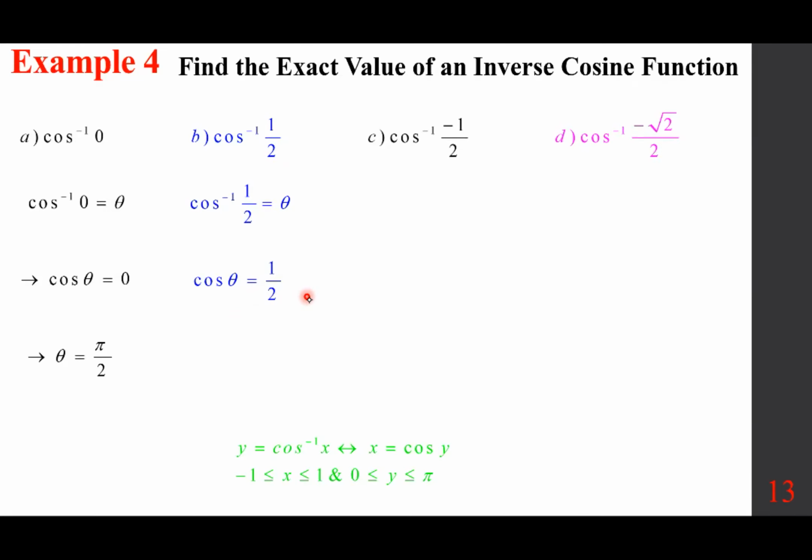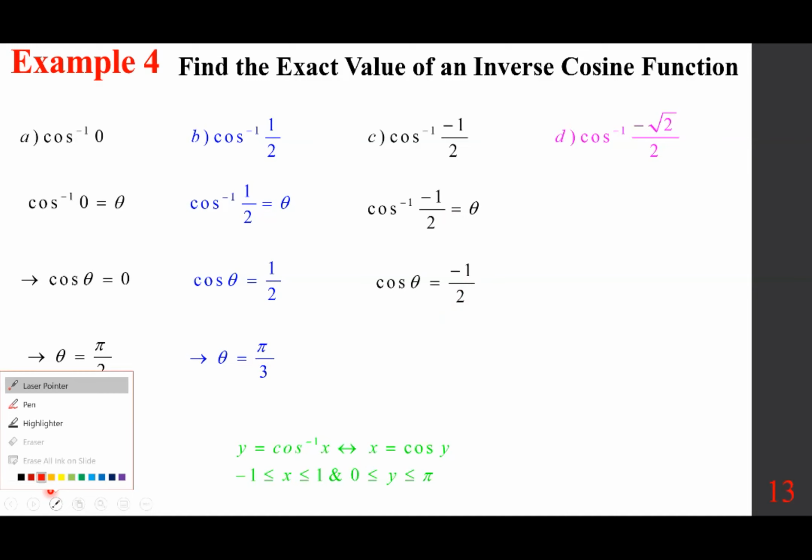We do the same thing. We don't know the answer. We call this theta. By definition, it means cosine theta is -1/2. And we look at this, right? Cosine is negative in the second quadrant. So for 1/2 was pi over 3. For -1/2 would be pi minus that. Let me draw this for you so that will be helpful.